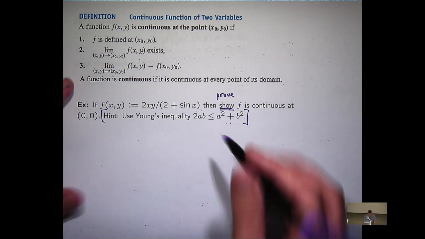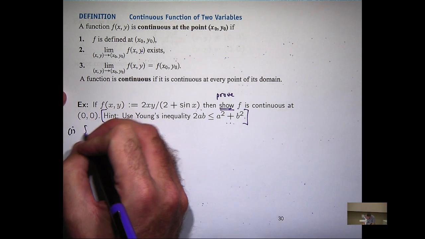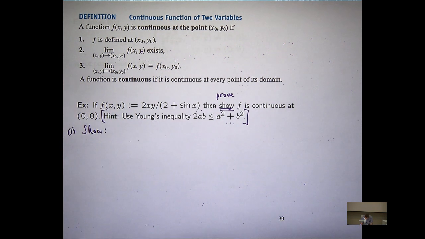So, one, let's just show that the function is continuous. Can anybody explain to me, if we want to show the function is continuous, what do we actually want to do? What do we want to produce? What's the method? What's the inner monologue?